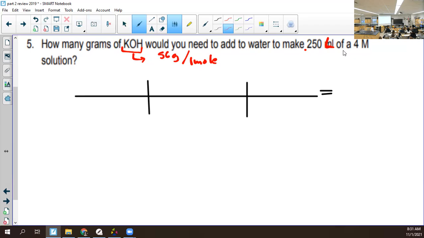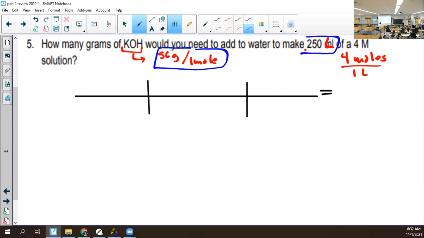The next thing, do you see this capital M? What does that really mean? Molar, which really means 4 moles in how many liters? In 1 liter. Looking at this now, we have a few numbers. One of those three things is not part of a proportion. Which one of them is alone, with no denominator? 0.25. You start with the one that's alone: 0.25 liters.